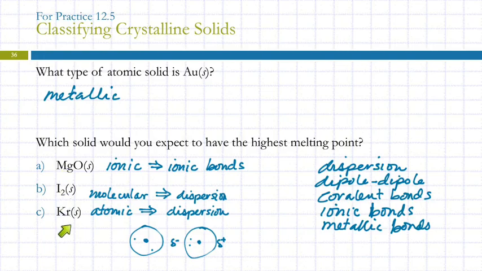So we looked at these 3 substances and identified what kinds of solids they were and what was holding them together. Which of these forces is the strongest? The ionic bonds. So we would expect magnesium oxide to have the highest melting point. Does that make sense?